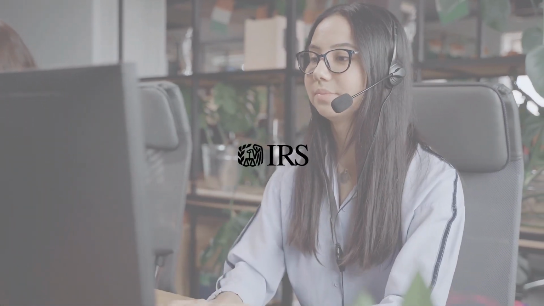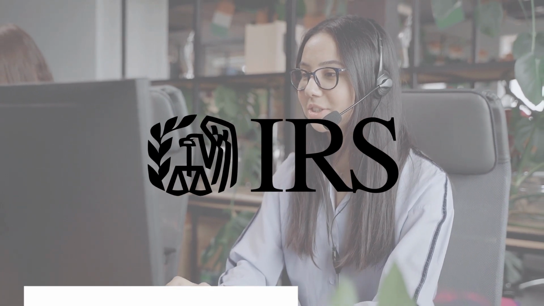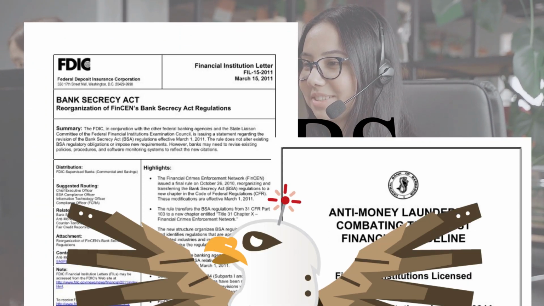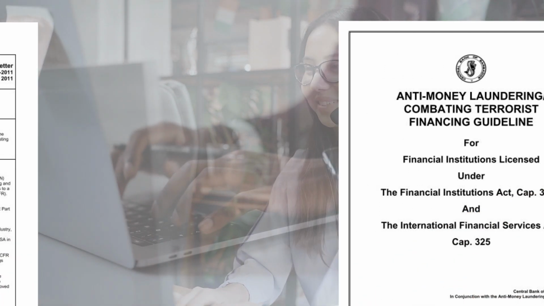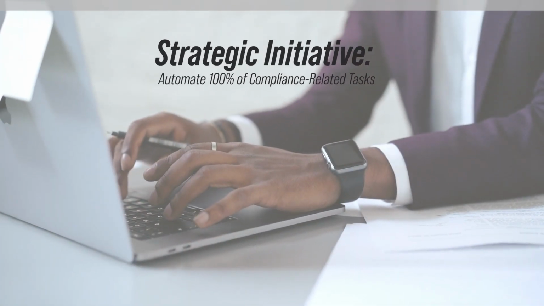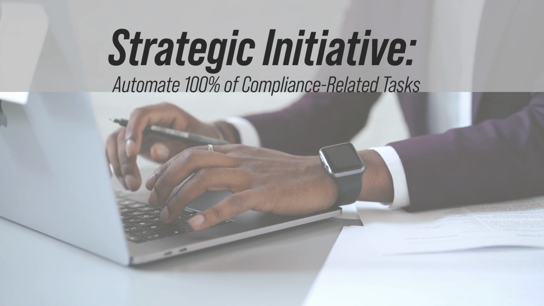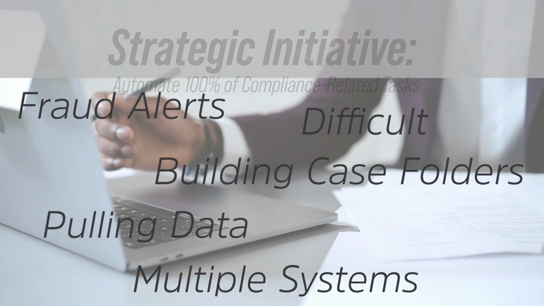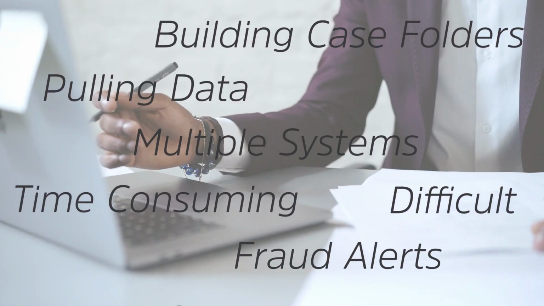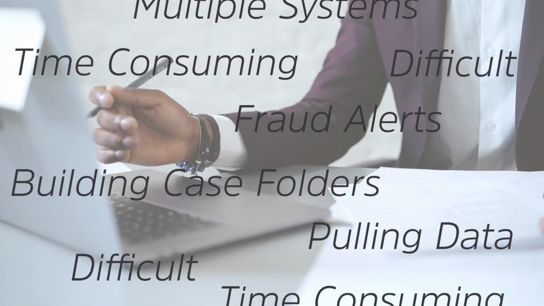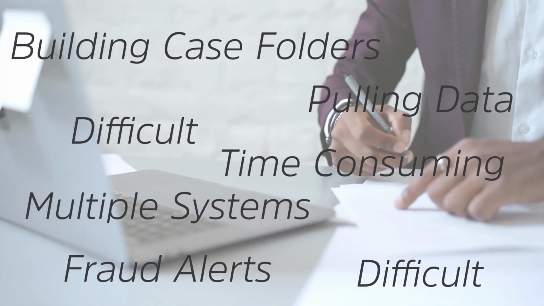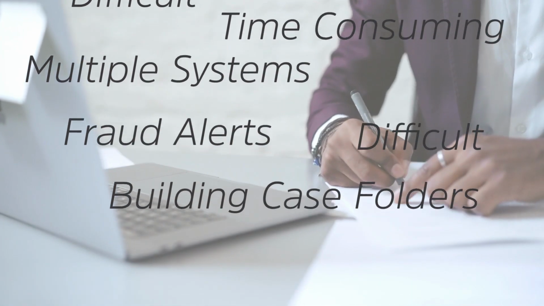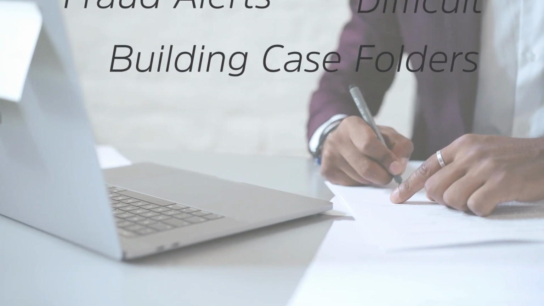Complying with the Bank Secrecy Act's anti-money-laundering or AML fraud detection requirements is a lot of work for your bank or credit union. Chances are, one of your key strategic initiatives is to automate 100% of compliance-related tasks. But for every single alert that's generated by your AML platform, your people can't even begin an investigation without logging into lots of different systems and databases and pulling all of the required information to create a single case folder.